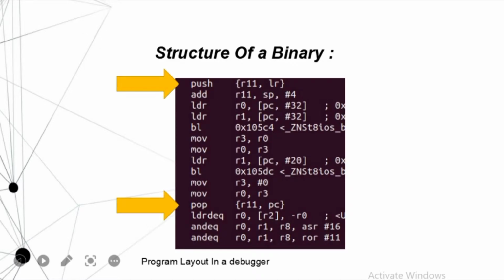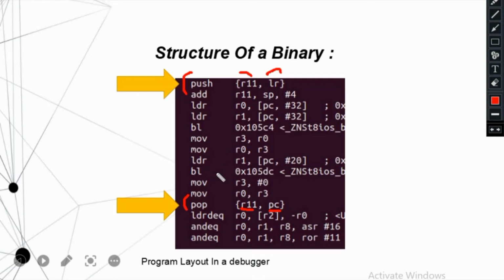I have just demonstrated a simple screenshot of a debugger session where the push instruction and the pop instruction are used, which push some data, which are the registers actually, to the stack and pop some registers from the stack. So how do the push and pop instructions actually work in a program layout?